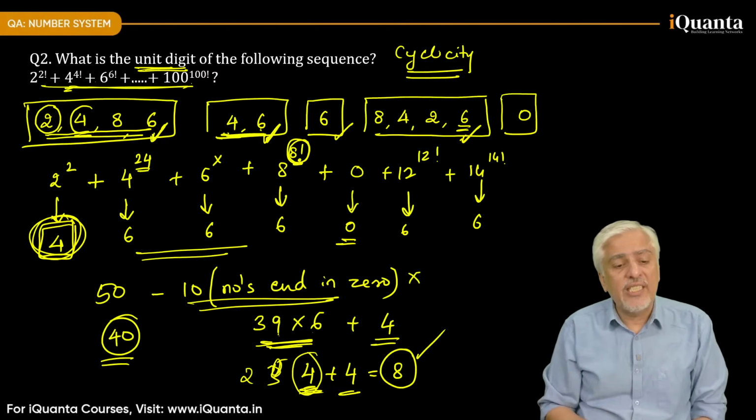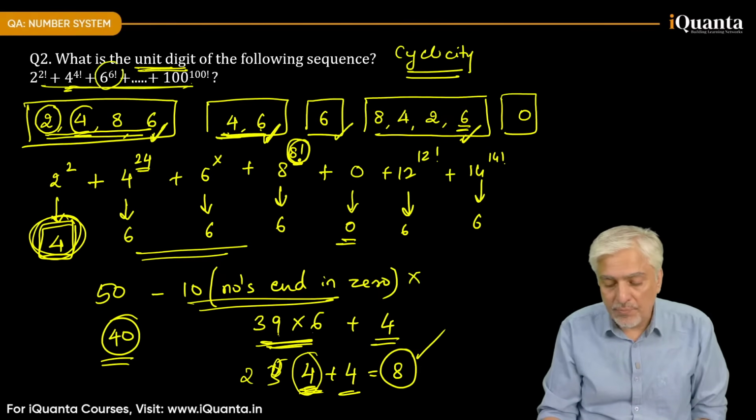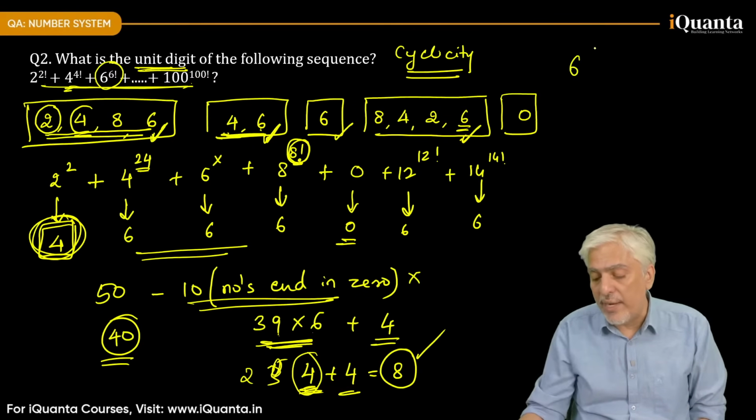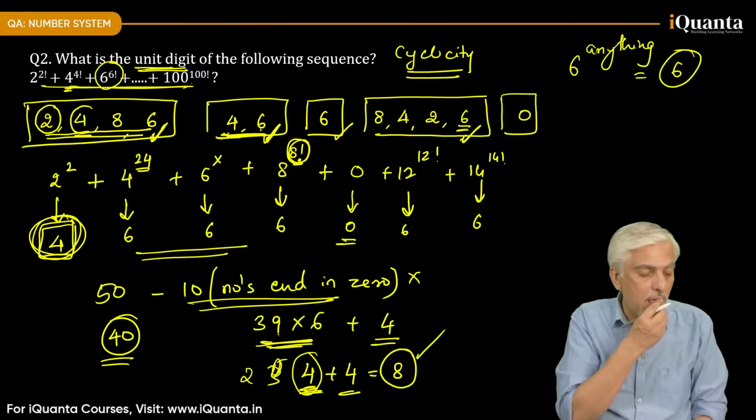6 factorial is the easiest. There is no need. 6 raised to anything ends in 6 only. 6 raised to anything ends in 6.